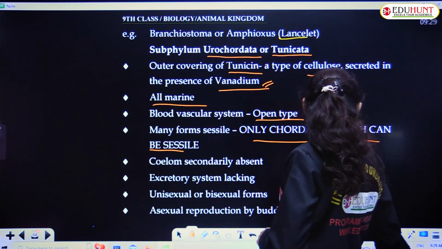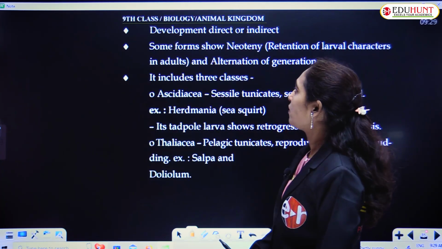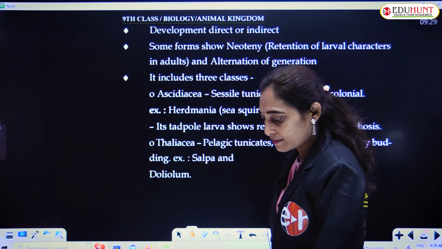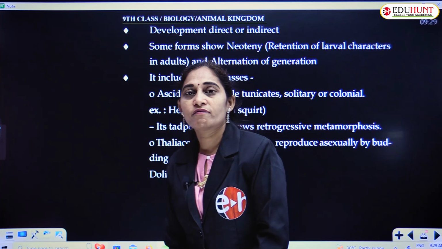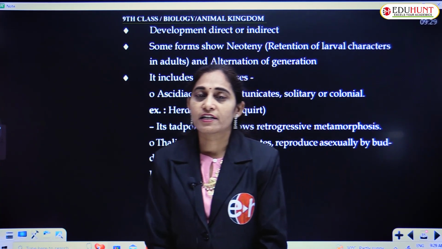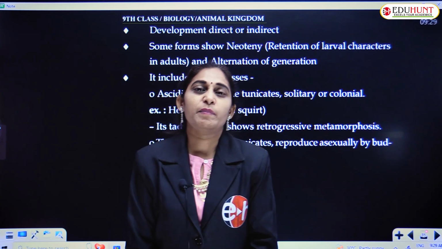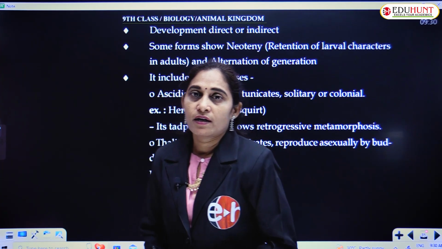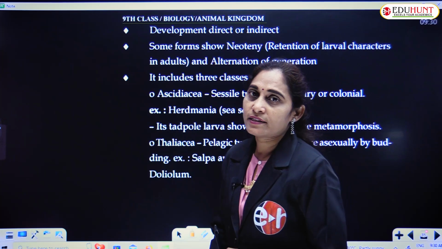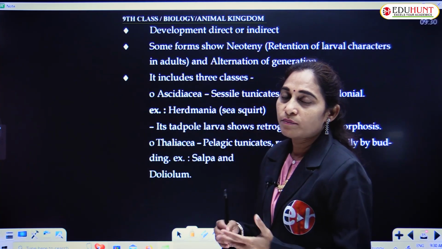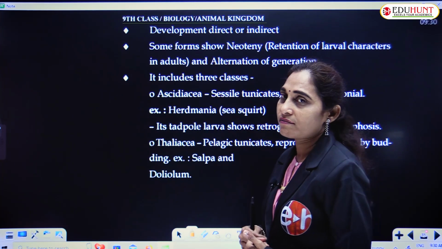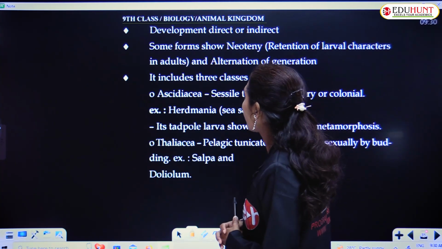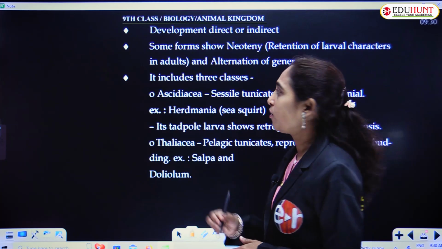Asexual reproduction by budding in many forms, and development may be direct or indirect. That is, they may have a larval phase in the developmental stages. During the development, they may produce larva. If they produce larva, the development is said to be indirect. If they do not produce a larval stage, then the development is said to be direct. And some forms show neoteny.